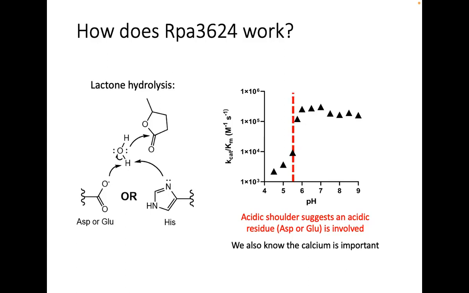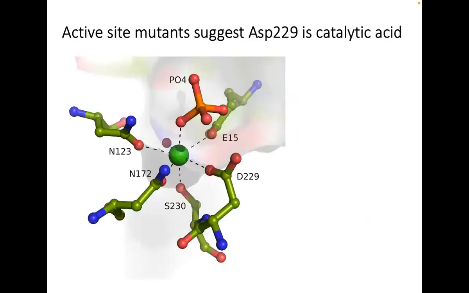So let's look at the calcium and look for nearby acids. And sure enough, we do have an aspartate, D229, next to the calcium and a glutamate, E15, next to the calcium as well.